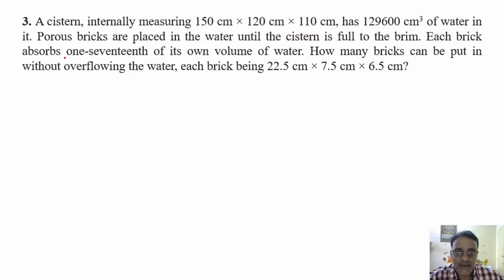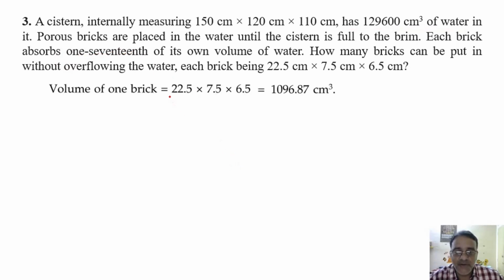Each brick absorbs 1/17 of its own volume of water. How many bricks can be put in without overflowing the water, each brick being 22.5 centimeter into 7.5 centimeter into 6.5 centimeter? Okay, if the condition of water were not given, then it is a direct question. We'll divide this volume by this volume, then we'll get the number of bricks. But two conditions are given. First, there is this much water already, and second, each brick will absorb 1/17 of its own volume of water.